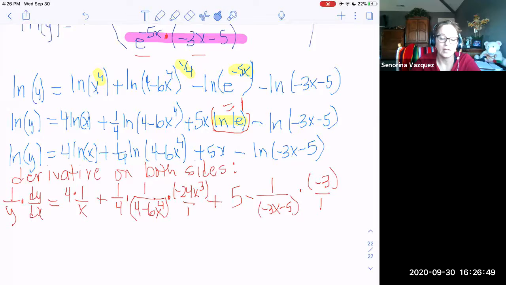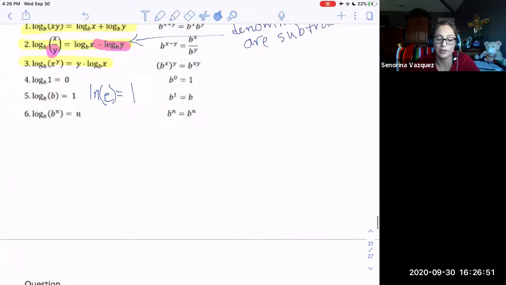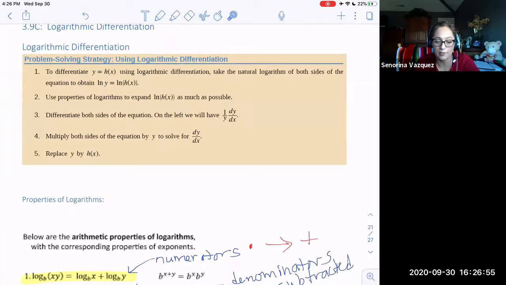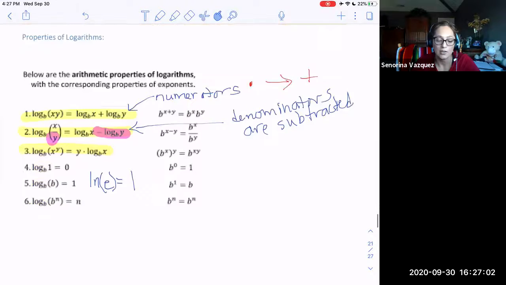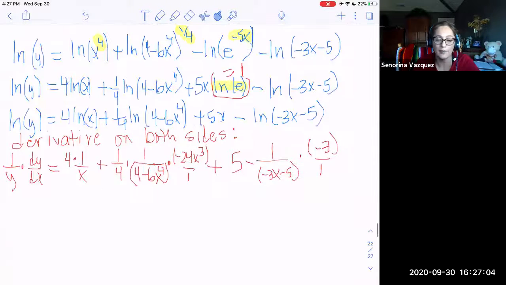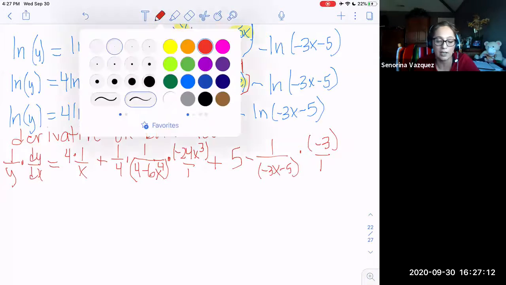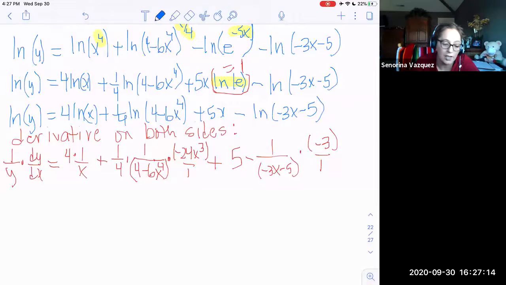Derivative is done. Now, I'm pretty sure the next step is just to simplify. We're going to need to simplify and multiply both sides by y because we want to solve for dy dx. So why am I multiplying by y? Well, because there is a y in the denominator here, and I want to get this guy alone here. So I'm going to multiply everything on the left and everything on the right by a y.